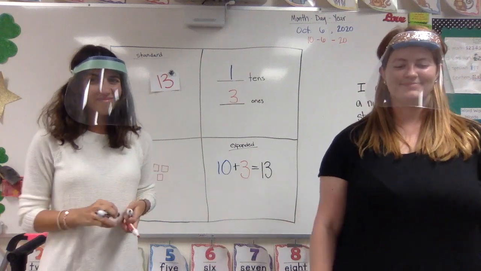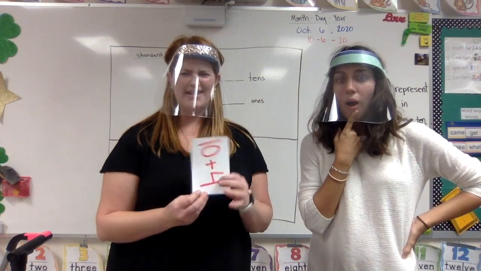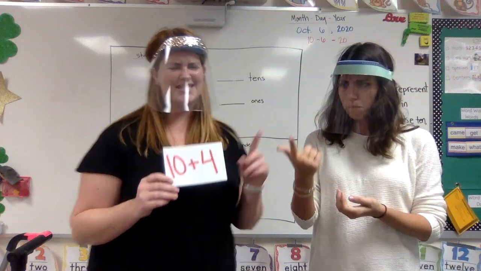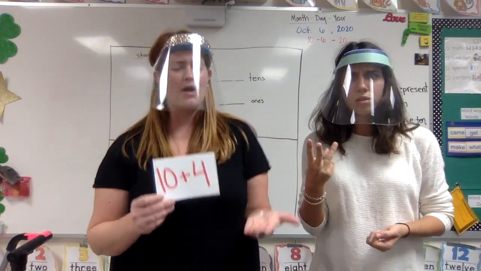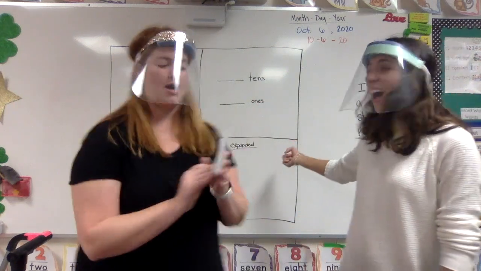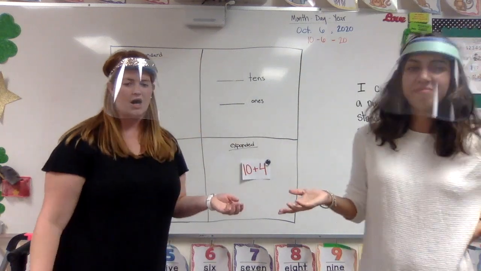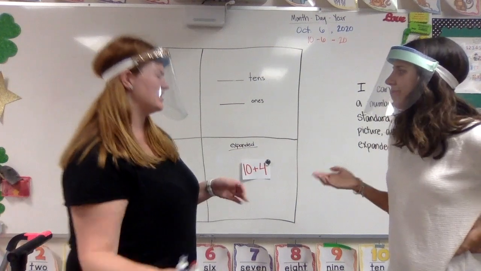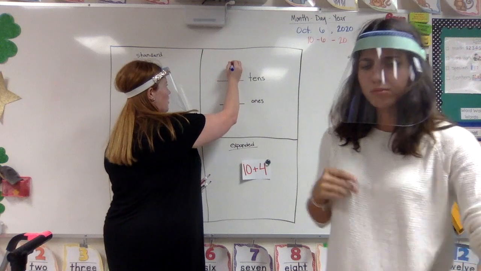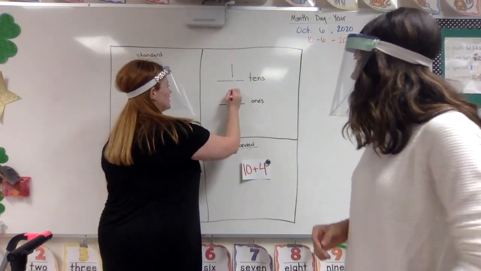Great job. Okay, it's my turn. I am going to draw a number and, oh my goodness, it says 10 plus 4. That's not standard form. This isn't how I would normally see a number. Wait, this looks just like expanded form. Oh my goodness. This is expanded form. 10 plus 4. Oh, this is going to be kind of tricky. Let's see, 10 plus 4. Well, I have 1 ten. I know that. I have 1 ten. And I have 4 ones. That's right. I have 4 ones.